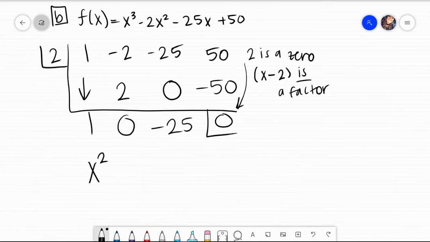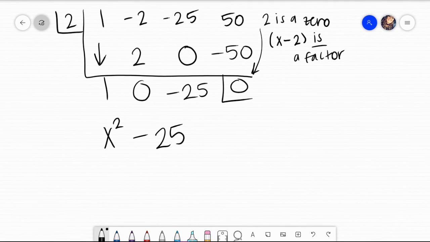And so the next thing I have is a -25. That would have come from the 25x right here. And because I'm going down a degree, it would actually go to a constant. It would go from an x to the first power to a constant. So this is what I get. That's my quotient when I synthetically divide by 2.